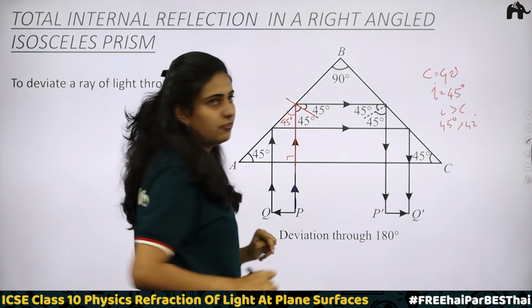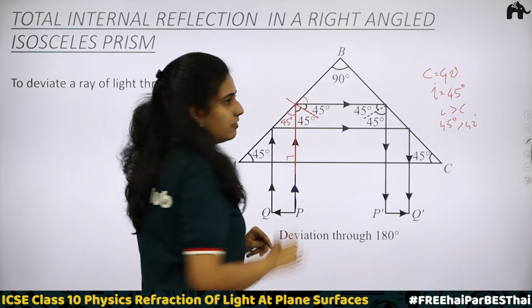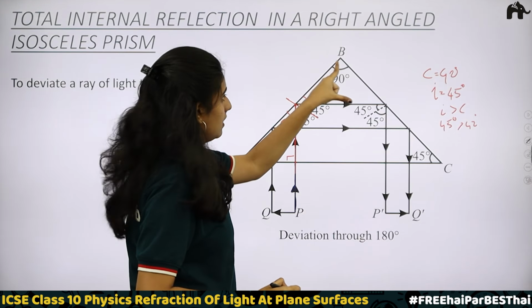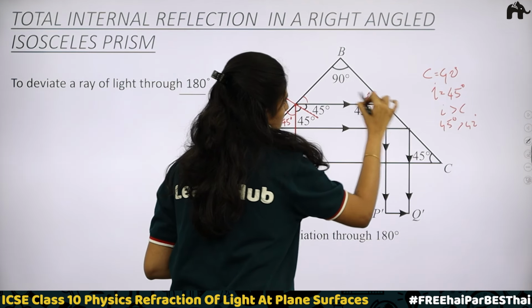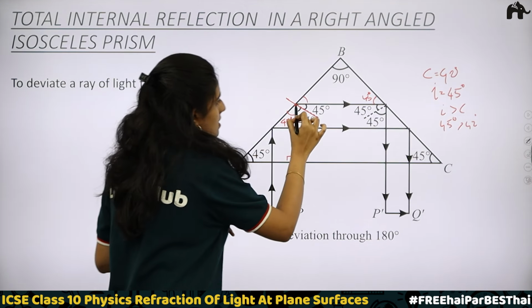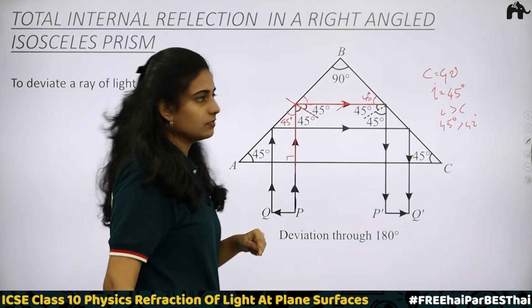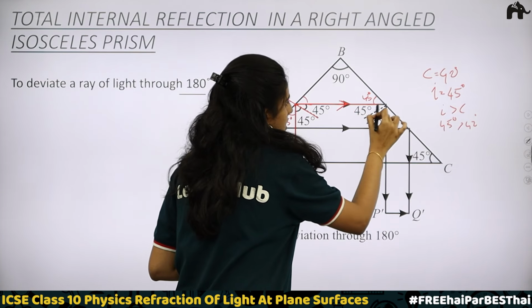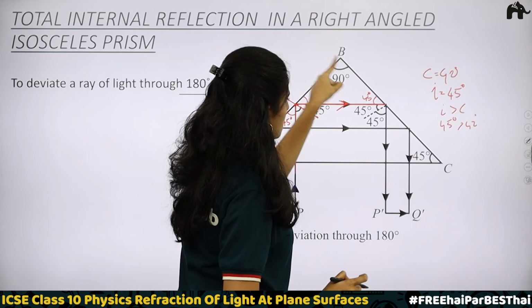This part becomes 45 degree. Here also we will be having 45 degree because this is a normal. Here we have 90 degree, which means in this triangle, this part should be 45 degree. Now what happens? Total internal reflection takes place and this is how the light ray goes. Light ray comes and strikes here. Now this is your incident ray for this face BC.